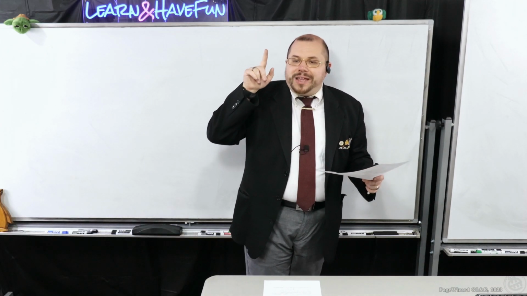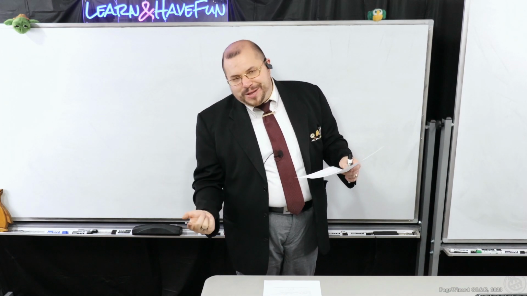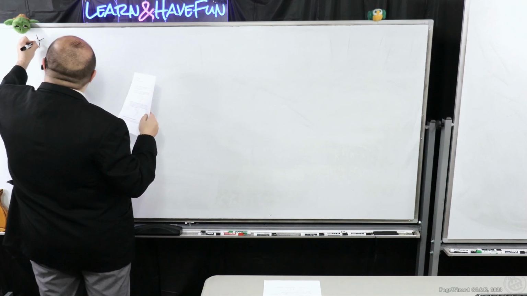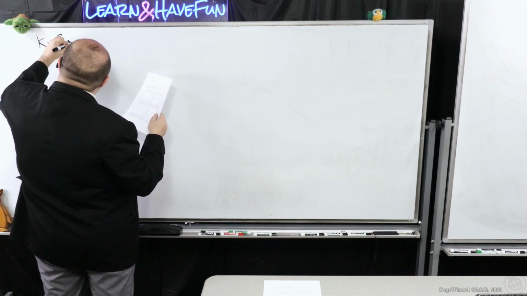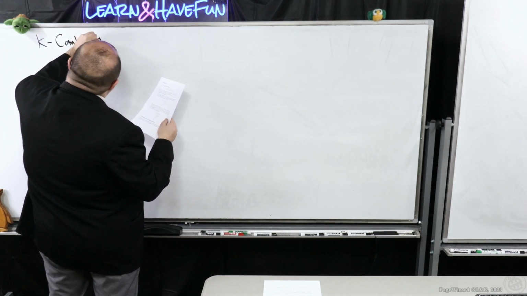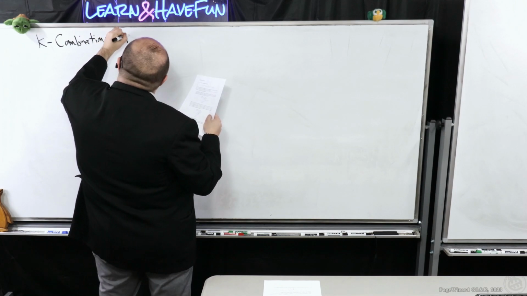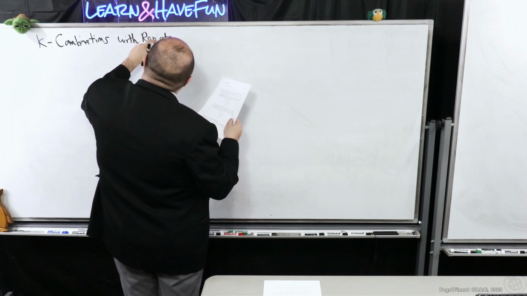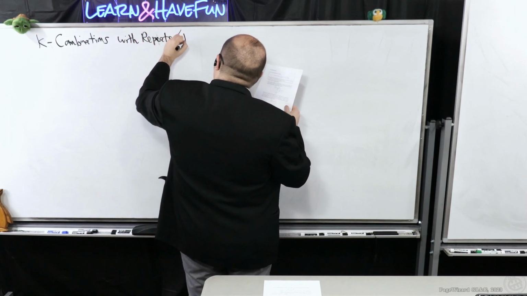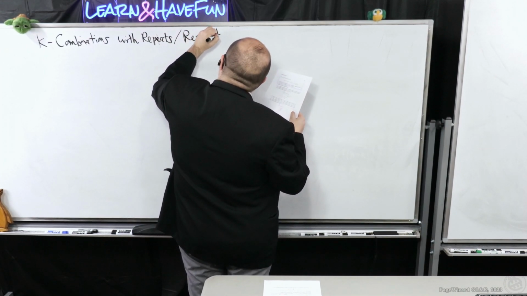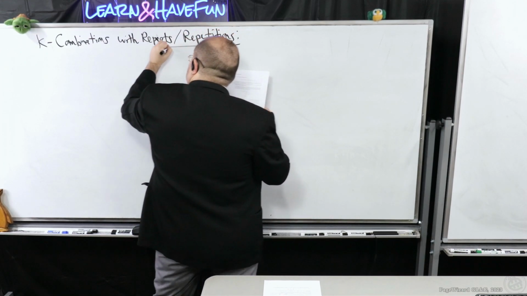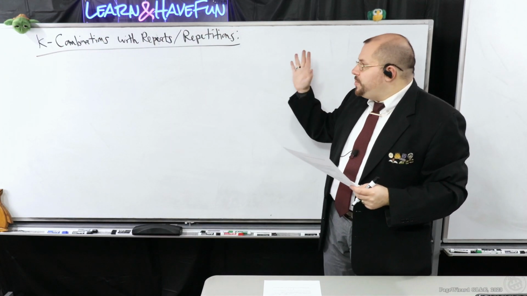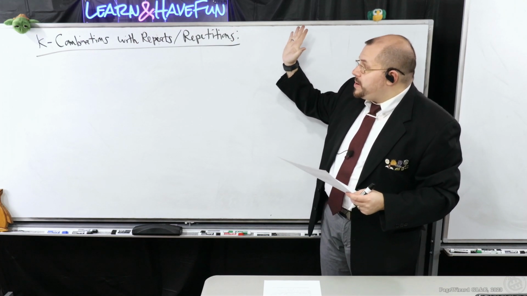Now I want to talk about what happens if we introduce the ability to include repeating elements. So now we're going to talk about k combinations with repeats, or repetitions.